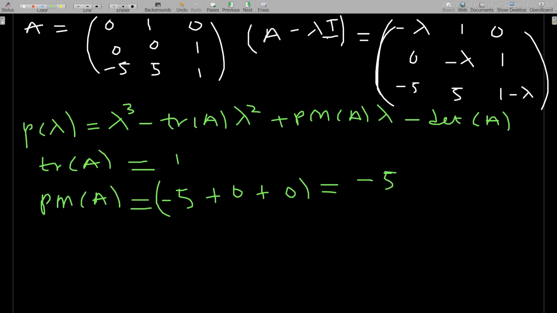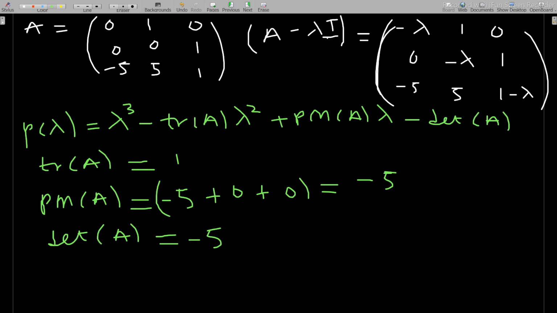Then if you know how to use your calculator for the determinant of a matrix, I will leave the link to that video in the video description or in the comments, so check it out. The determinant of A is given as 5. Is it -5? Yes, -5 rather.